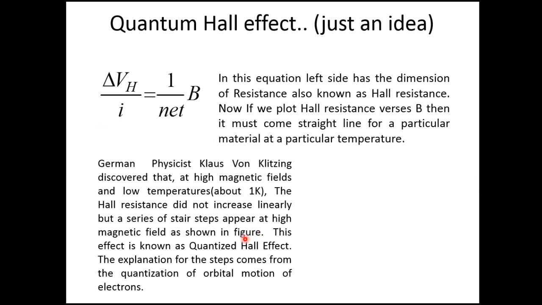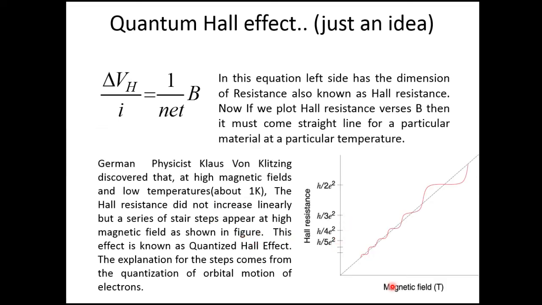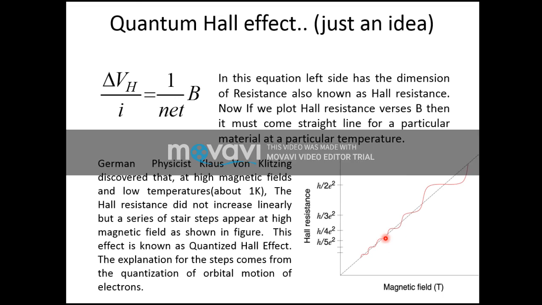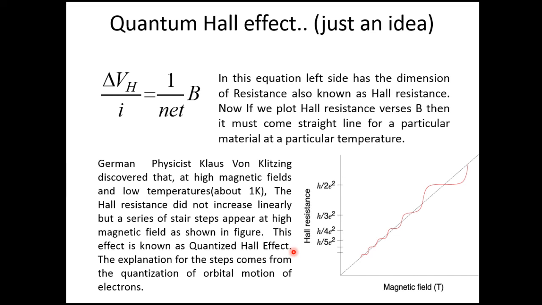As you can see from the figure, at low magnetic field the Hall resistance value is almost a straight line, but when you are approaching towards high magnetic field, you are getting the steps over here. So this effect is known as quantized Hall effect.